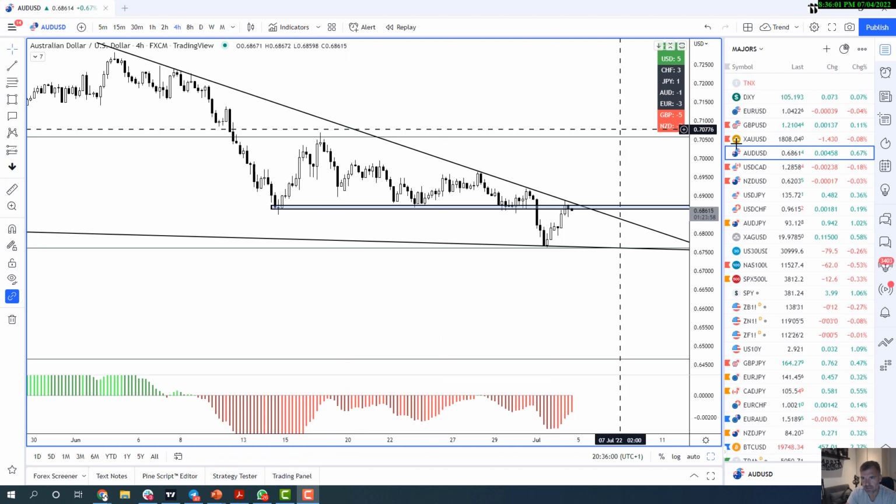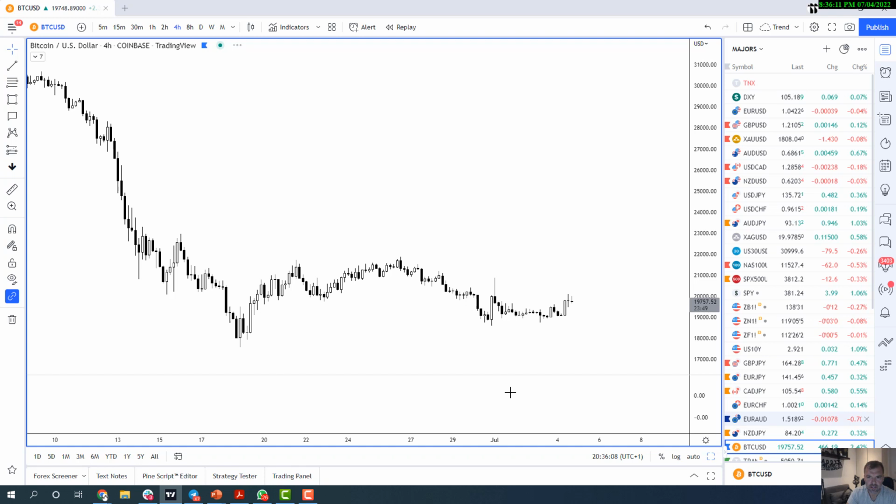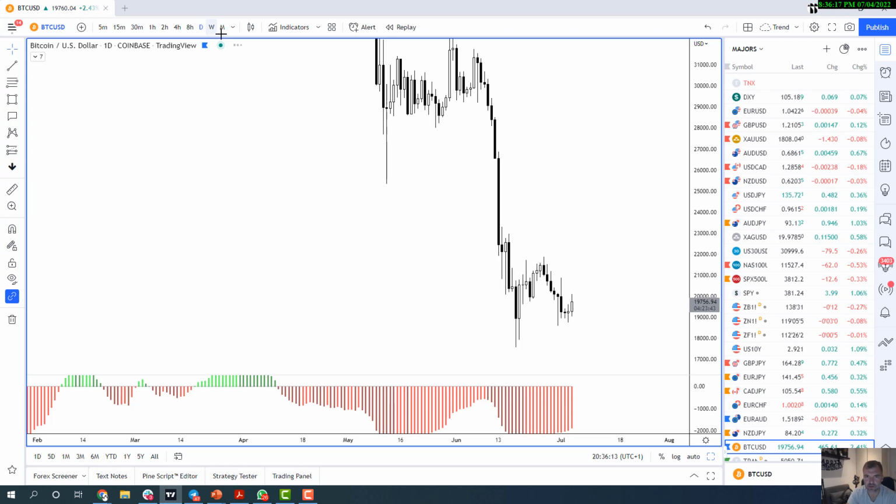So that's Aussie, that's CAD, they've all been covered. Happy with those. I'll move on to Bitcoin and then I'll do EURCAD last. So Bitcoin, I'm still not exactly bullish this market yet. It's come into some key areas. Let's go to the weekly chart.